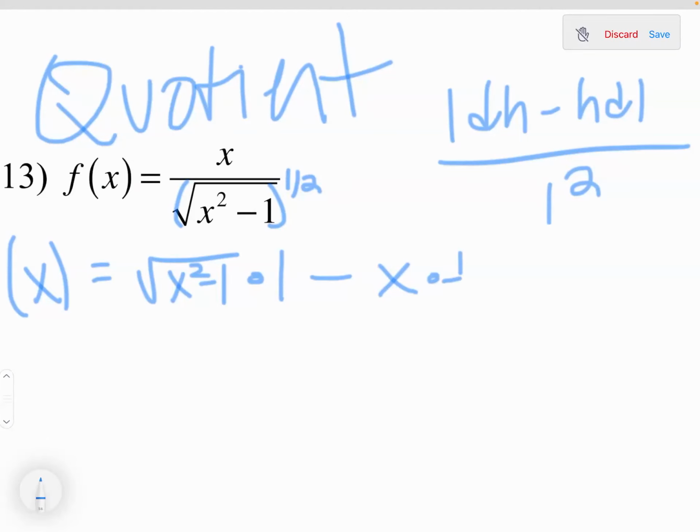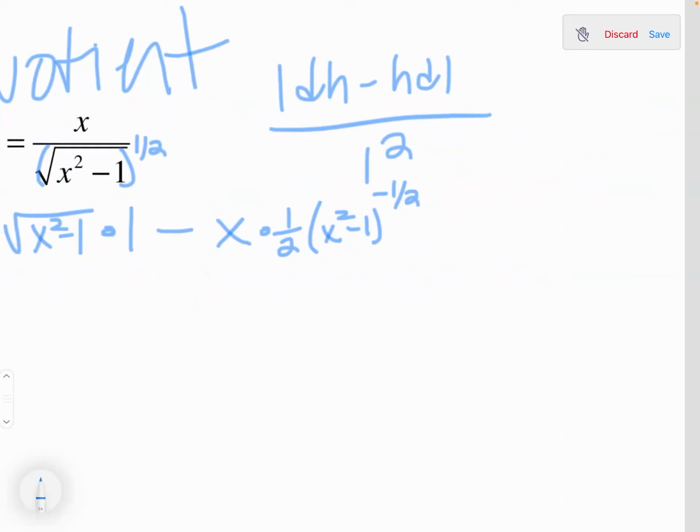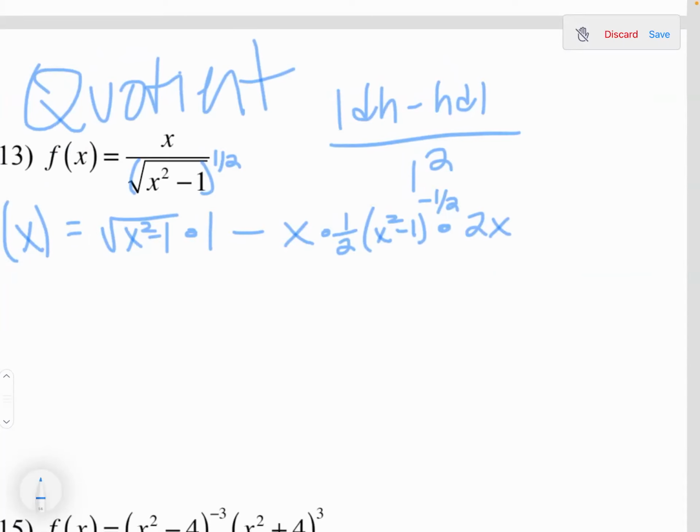So the 1/2 is going to go in front. We're going to multiply that by x squared minus 1. We're going to subtract 1 from the exponent, so we get negative 1/2. And we're going to multiply that by the derivative of x squared minus 1, which is 2x. And so we end up with the square root of x squared minus 1 minus this x over 2. The 2's are going to cancel out.